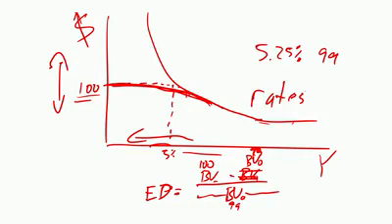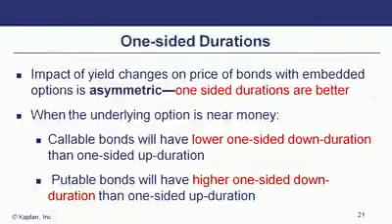So when you're looking at a callable bond, because of this negative convexity, if rates fall, then what we're going to see is our one-sided down duration is going to be small because the price is going to be almost the same. There's going to be very little downward move in the value of the price because the option is near the money. All right? And it would be just the opposite for a putable bond.